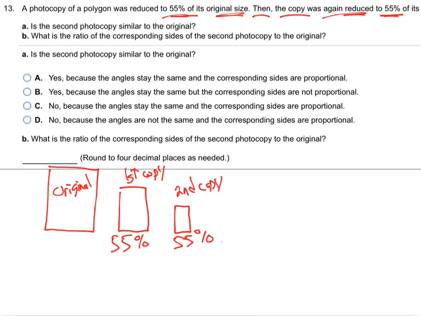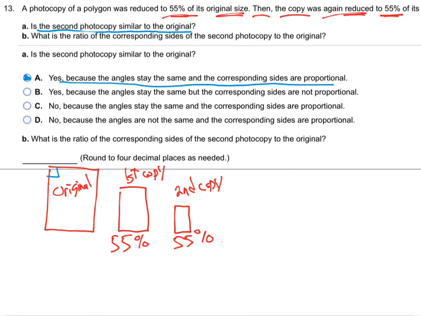Okay, so what does that mean? For the first question, is the second photocopy similar to the original? Yeah. Anytime you expand or shrink something with photocopying, it's going to be similar to it. So yes, of course, that's the case. Yes, because the angles stay the same and the sides are proportional.